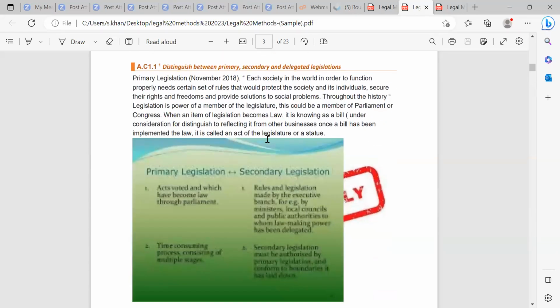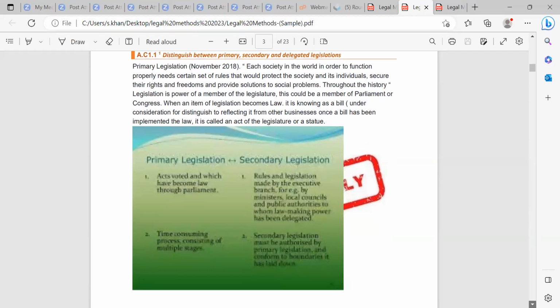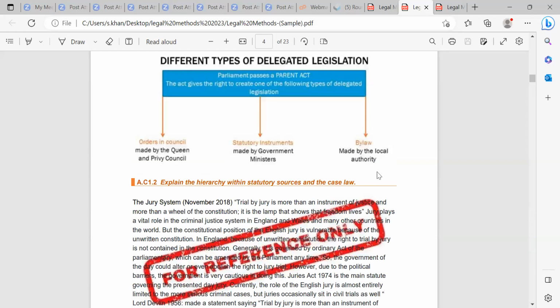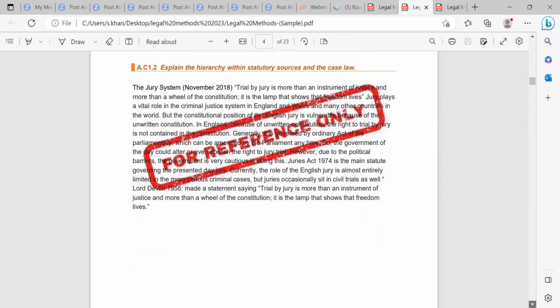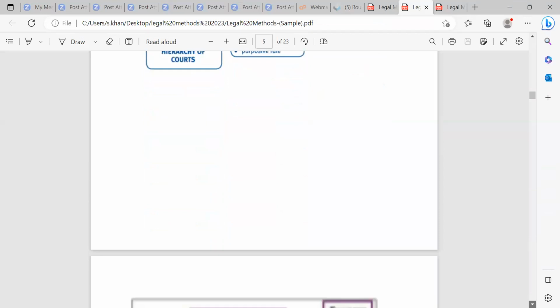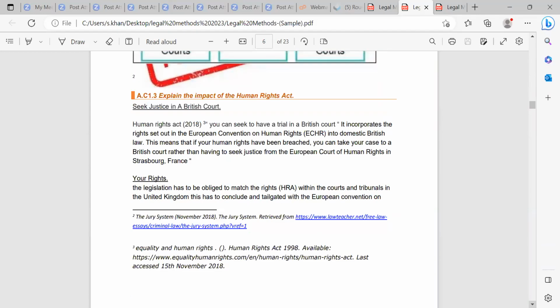Yes, and then here, distinguish between primary, secondary and delegated legislation, and they put AC 1.1. So they've identified where it is, and that these are all to do with Task 1. Then different types of delegated legislation, AC 1.2, look at the hierarchy of the statutory sources and case law, and identify them, and use the Harvard system for referencing, because that's the system used for any assignments submitted on UK Varsity.